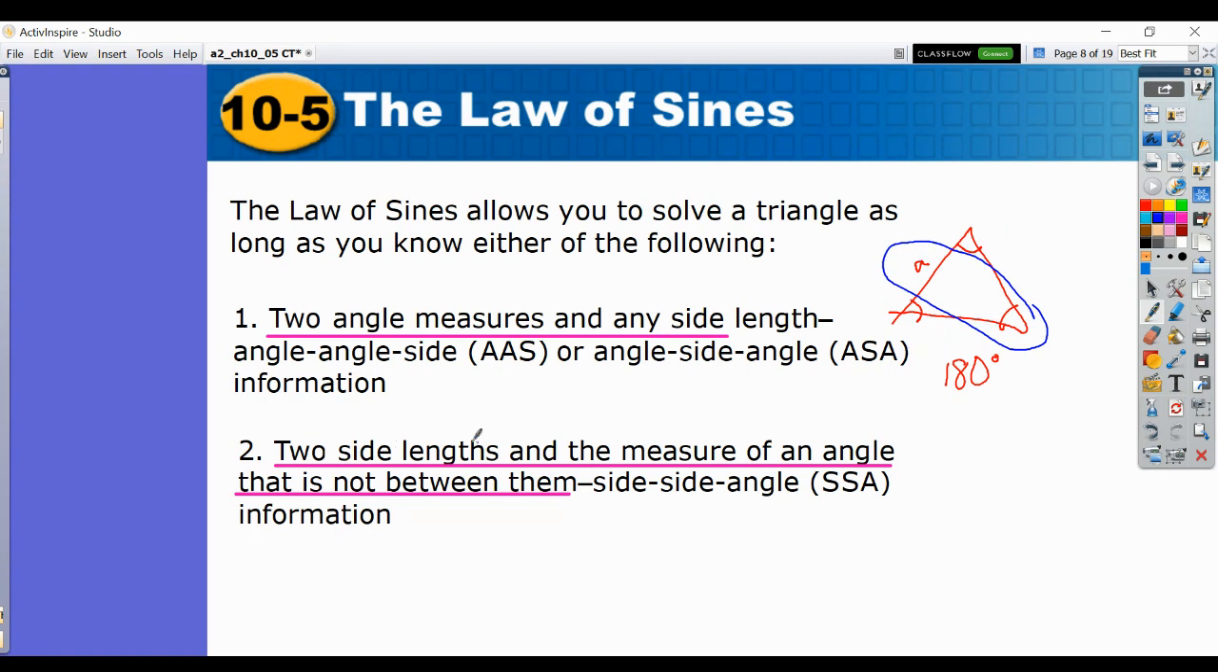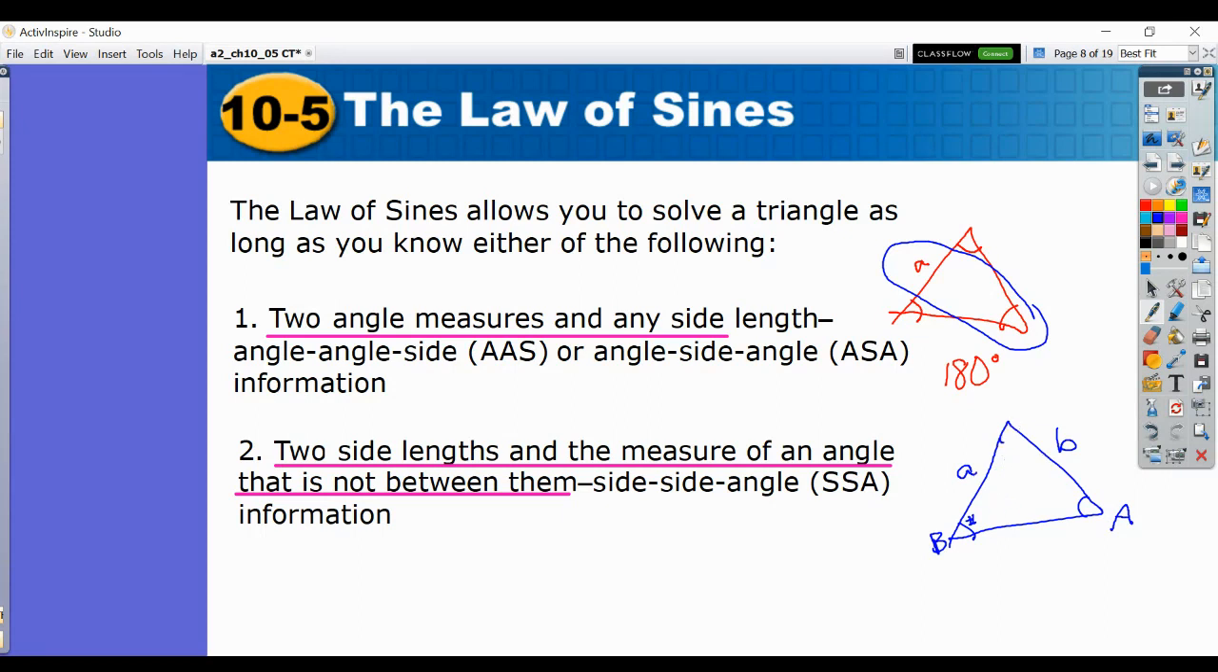You can also solve these if you have 2 side lengths and an angle that is not in between them. So here's a rough picture of that. If I have 2 side lengths and an angle that is not in between them, then I can solve this because I don't know angle A, but let's say I have a number here. I have a number over a number equals an unknown over a number, so I can solve that proportion.